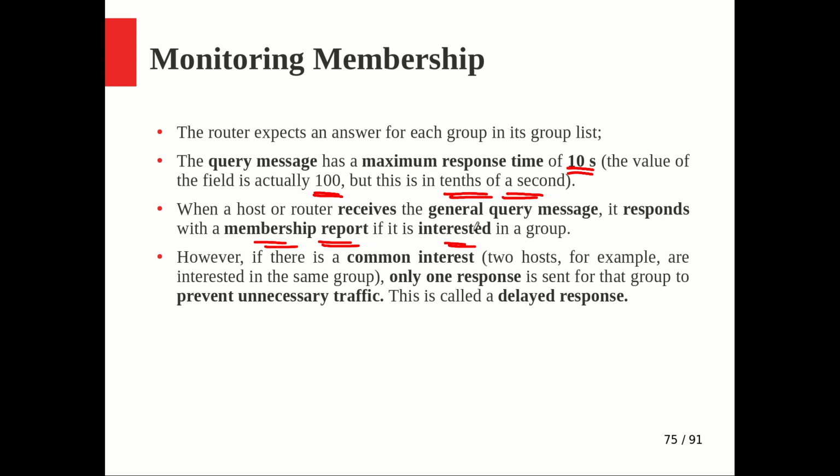However, there is another issue: the same group may have more than one host in that particular network interested in it, right? So both of them will send a membership report. If 1000 hosts in a network are interested in a particular group, all 1000 will be sending the membership report, but actually that is not needed, right? What the router needs is to know whether that group is active or not, whether there is at least one active member. That is enough. So we don't want to add unnecessary traffic, and somehow we have to prevent it.